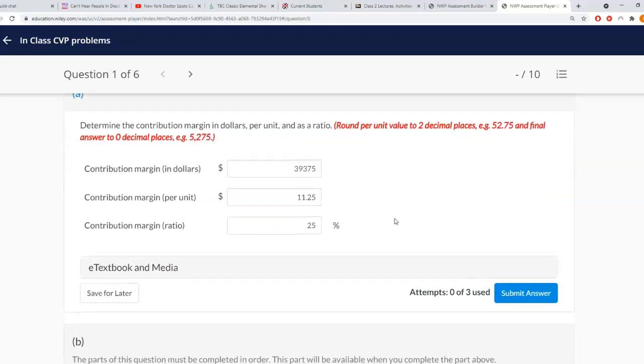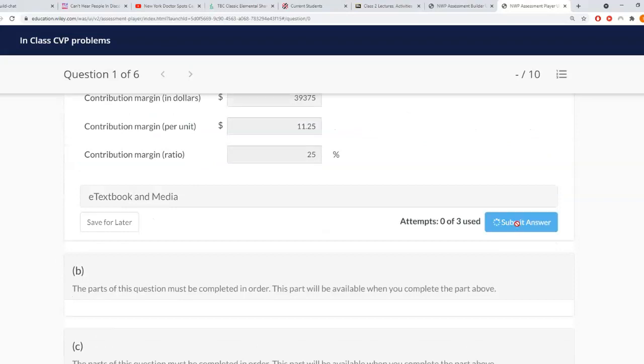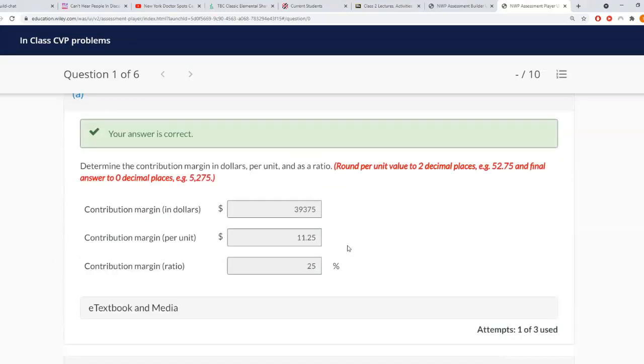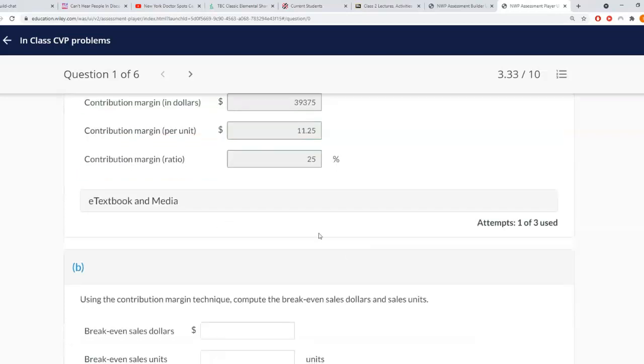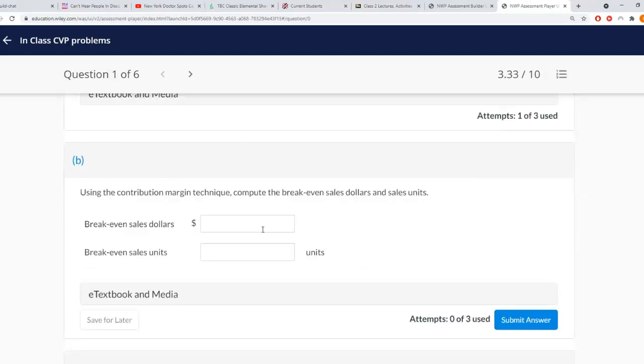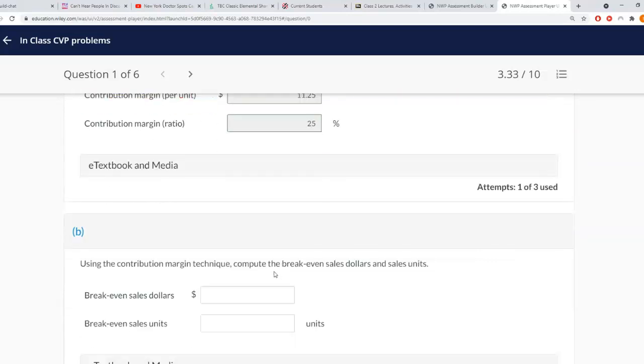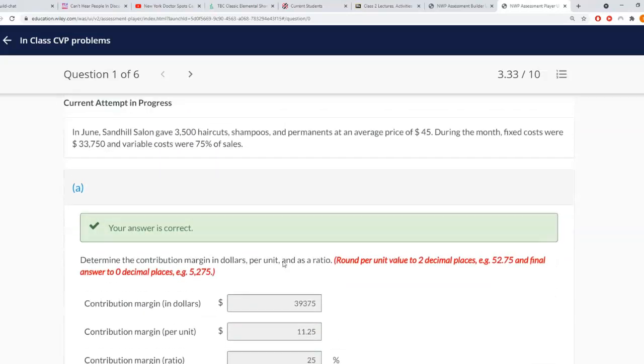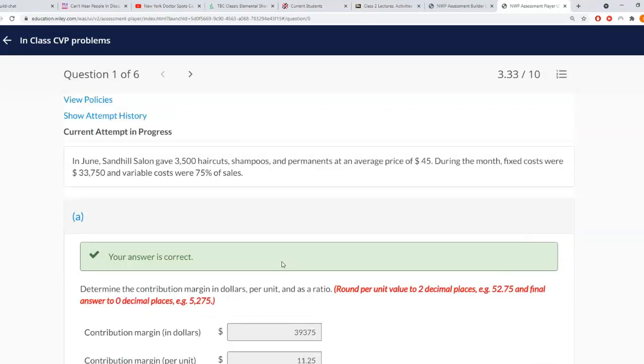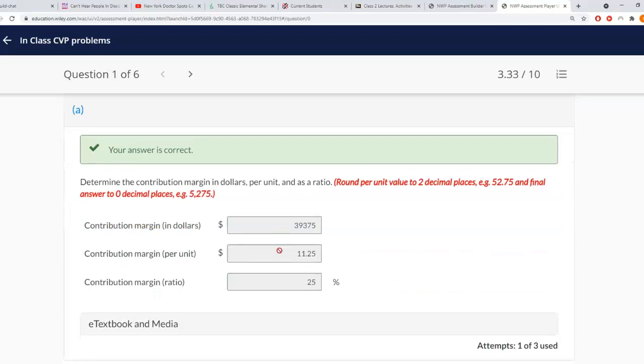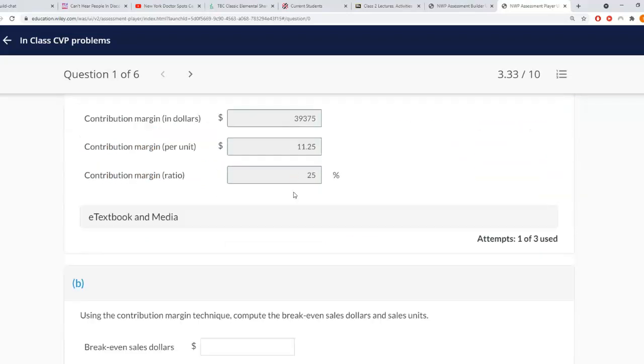Is that right? Okay, let's see. Yeah, very good, Obey. Very good. B, using the contribution margin technique, compute the break-even sales dollar and sales unit. Okay, so the break-even sales dollar, it will be the contribution margin.